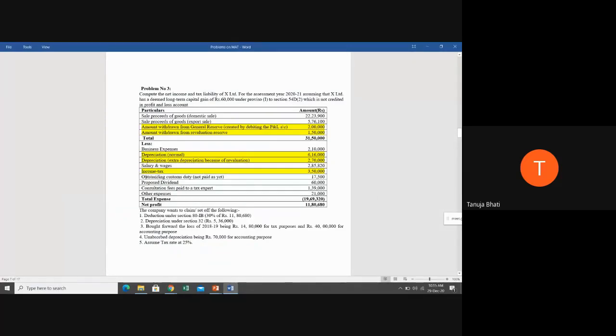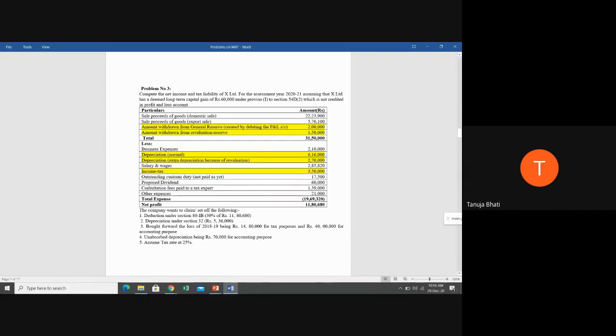Next, outstanding customs duty which is not yet paid, rupees 17,500. In the additions and deletions list, there is nothing relating to outstanding customs duty. Therefore, we are not going to consider this particular item.